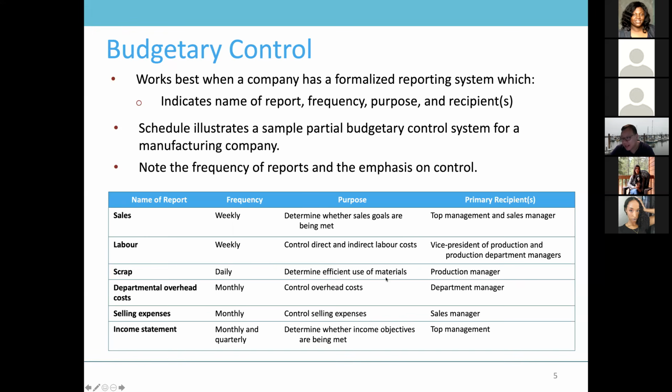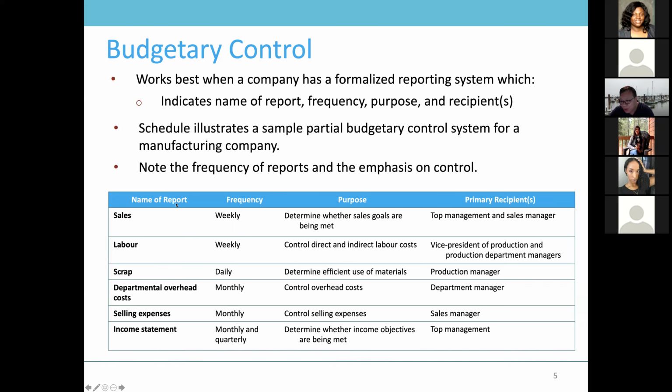So now you see the idea, right? The name of the report, the frequency, how frequently that is reported. The most frequent report is the scrap report, right? For what purpose, and who wants to see this?